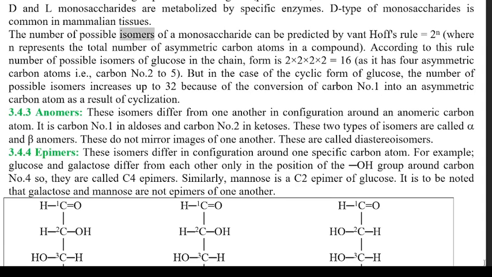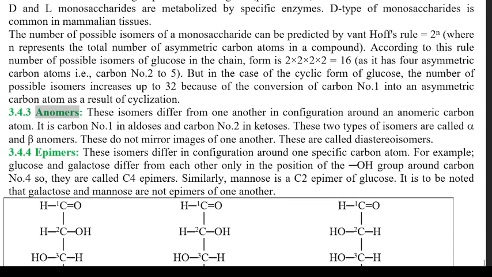The number of possible isomers of a monosaccharide can be predicted by Van 't Hoff's rule, which equals 2^n, where n represents the total number of asymmetric carbon atoms in a compound. According to this rule, the number of possible isomers of glucose in the chain form is 2 times 2 times 2 times 2 equals 16, as it has 4 asymmetric carbon atoms, i.e., carbon number 2 to 5. But in the case of the cyclic form of glucose, the number of possible isomers increases up to 32 because of the conversion of carbon number 1 into an asymmetric carbon atom as a result of cyclization.